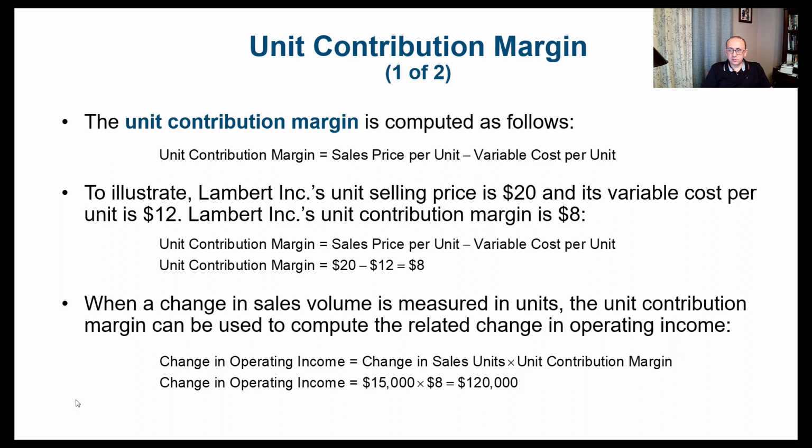When a change in sales volume is measured in units, the unit contribution margin can be used to compute the related change in operating income. So in other words, when sales go up by 15,000 units, we multiply by the unit contribution margin to get the change in operating income. So we got the 15,000 multiplied by 8, and that would be 120,000.